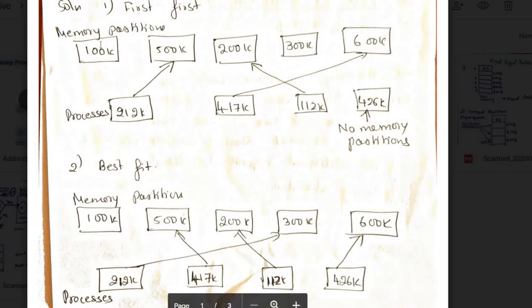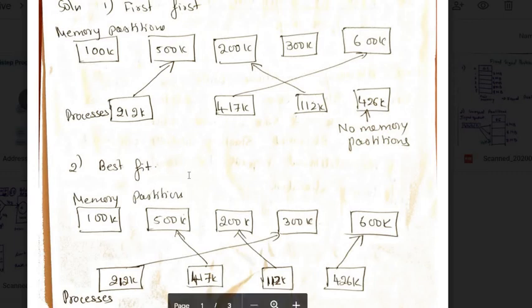Next it is 112. Again we start from the beginning. 100 cannot satisfy it, and 500 is occupied by the first process, so 200 could be used. Now check the fourth request, 426. I'll start from the beginning. 100K is available, 500K is occupied, 200K is occupied, 300K is available, whereas 600 is occupied. Out of 100 and 300, I cannot allocate either to this request. So this request will be left as it is; there is no memory partition for that particular request.